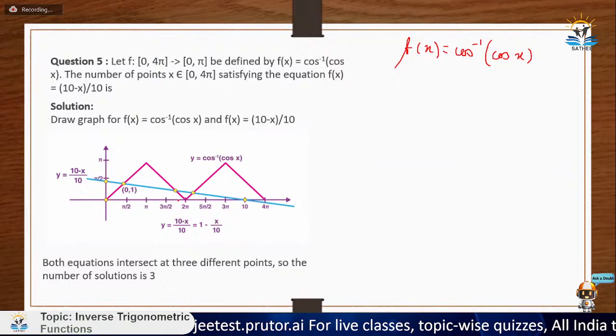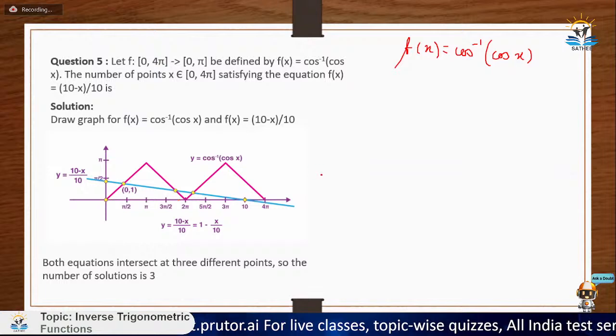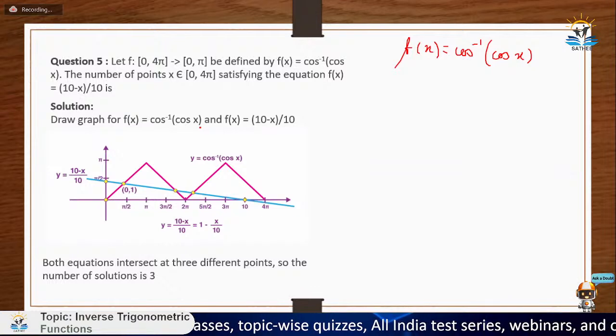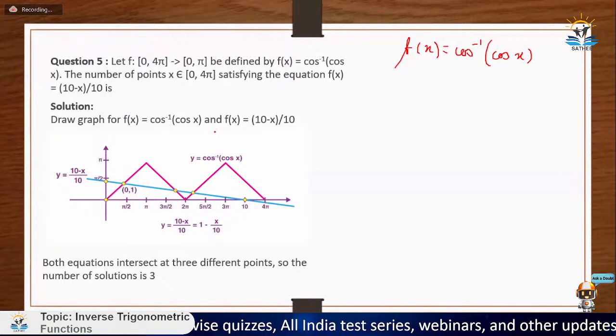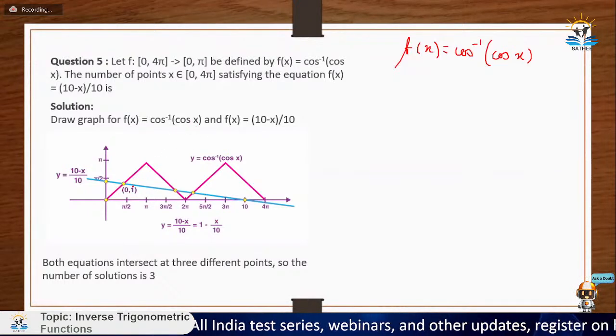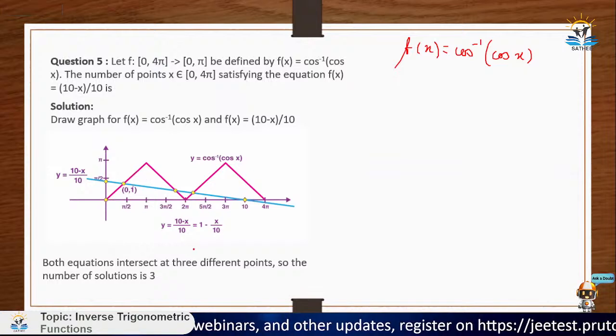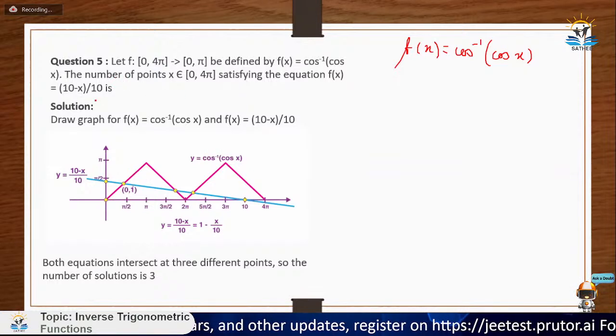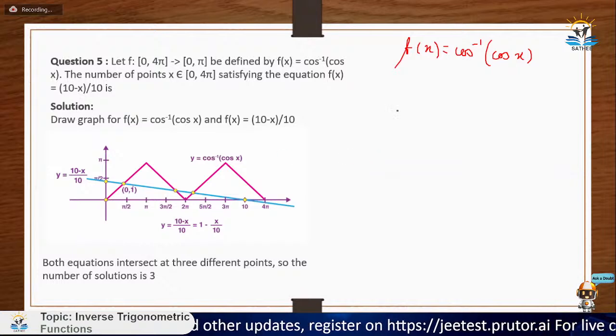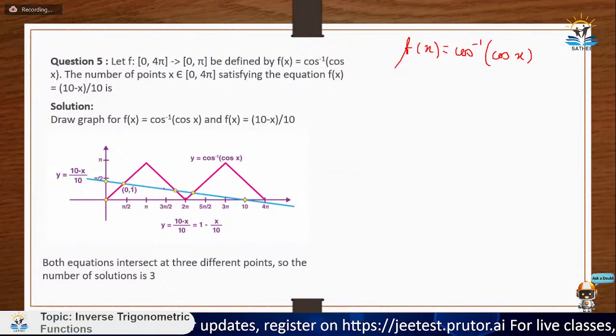I forgot to keep them in my slides, but basically there are three types of graphs: sin inverse sin x, cos inverse cos x, and tan inverse tan x. At least these three graphs should be in your memory. The cos inverse cos x graph is something like this. It goes from here to here and here to here, similarly on the back side. So I have drawn the cos inverse cos x graph, and the graph of f(x) equal to (10 minus x) upon 10. The cos inverse cos x graph you should learn.